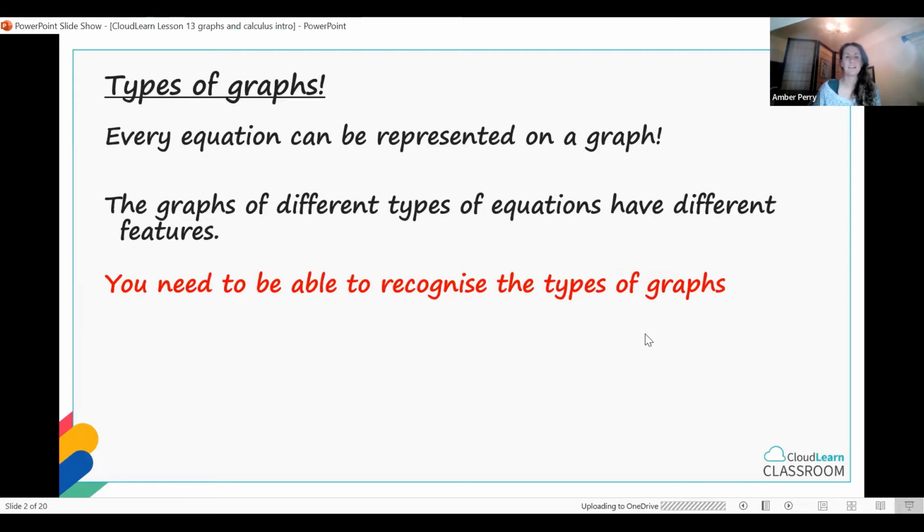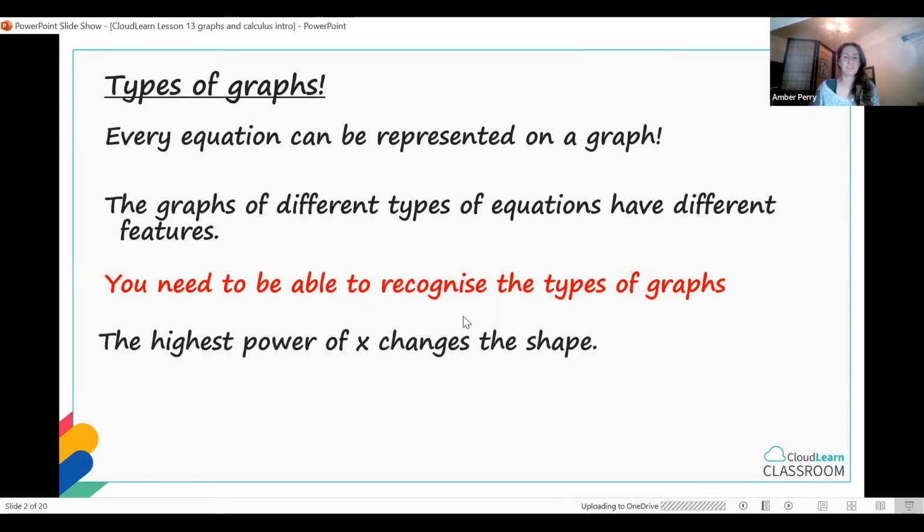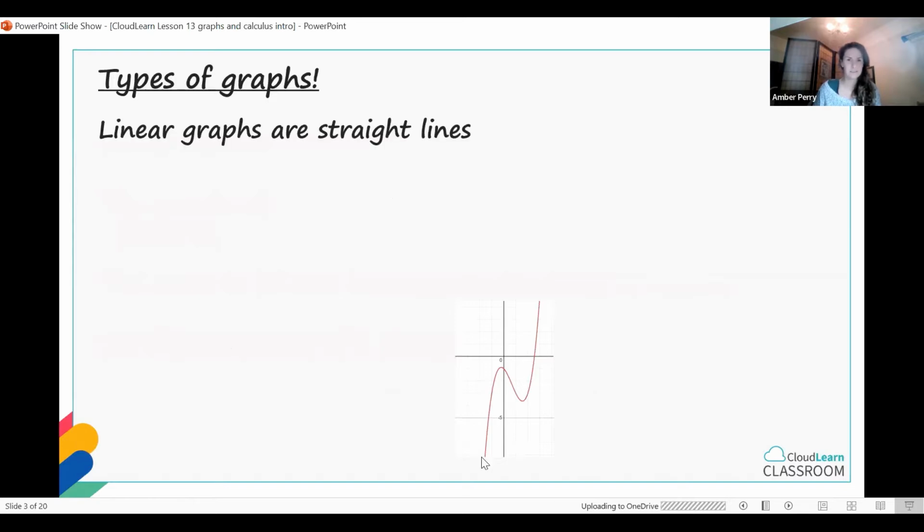Just by looking at it, you need to be able to say, that's a quadratic graph, or that's a cubic graph, or that's an exponential graph, or something like that. So I'm going to go through today the different types of graphs that you need to recognize. And generally, it's looking at the highest power of x. So whether it's just x on its own, or whether it's x squared or x cubed, that's what determines the shape of the graph. So let's have a look at a couple of examples.